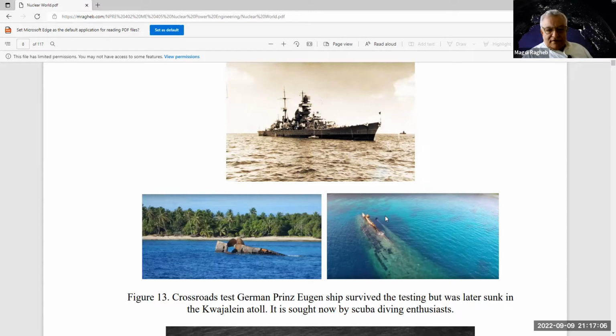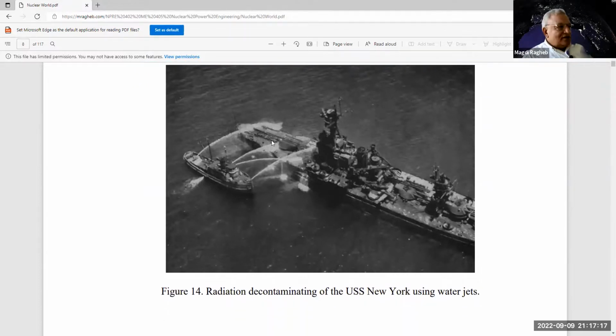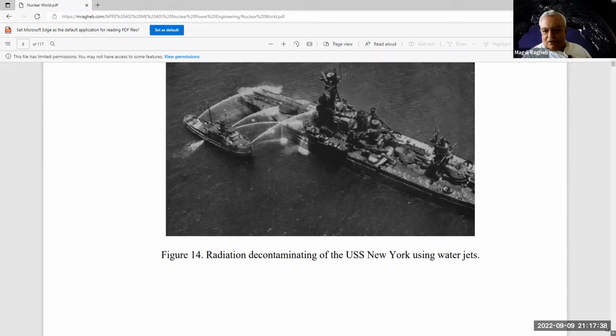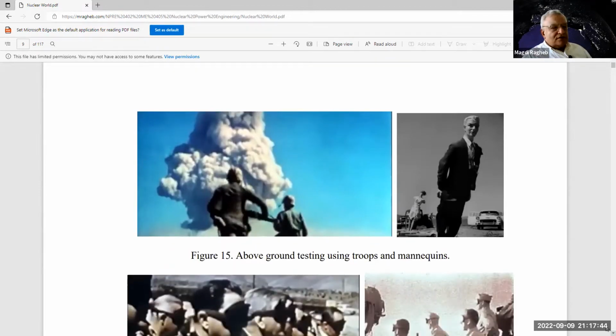It is some kind of a paradise for scuba diving enthusiasts because it became a harbor for fish to grow into. They tried to decontaminate some of the ships, bringing in maybe firefighting type of tugs and spraying the surface of the ship with seawater to get rid of the radioactivity that would have covered it, unsuccessfully. And in that case, any fleet that is subjected to a close-by nuclear explosion is basically damaged beyond recognition.